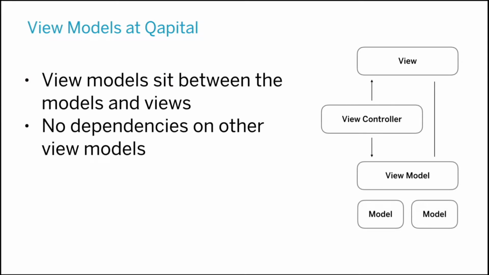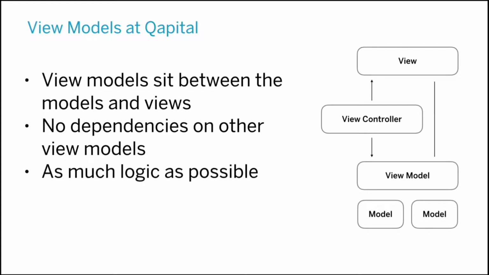We want as few dependencies on other view models as possible, basically for reuse. We want our view models to be able to work in isolation, basically. And finally, we want as much of our business logic as possible in the view models, basically for testing.